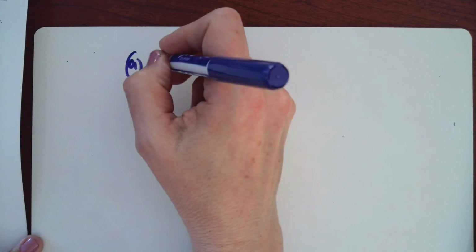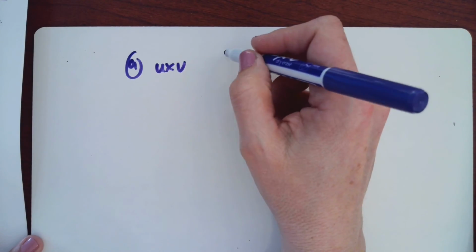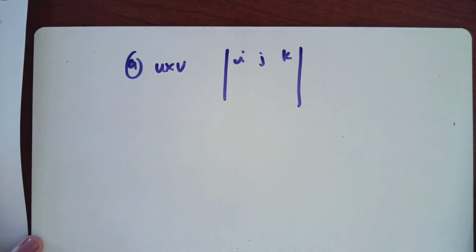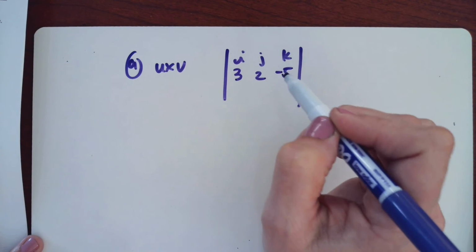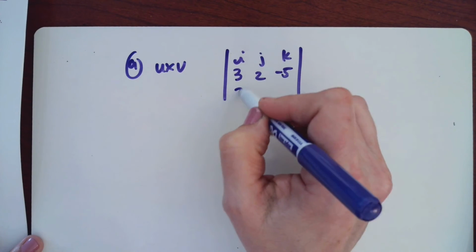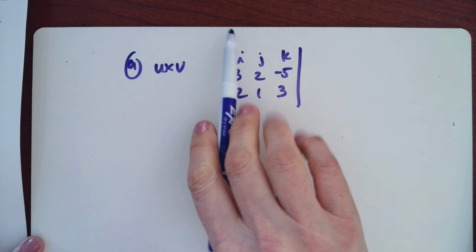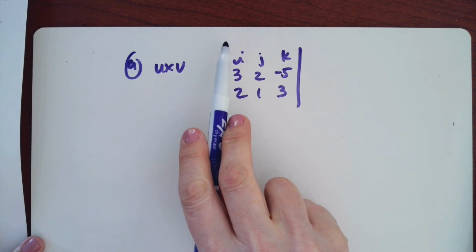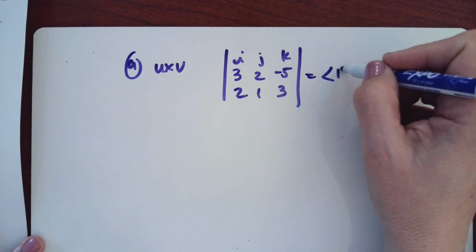All right, so number 9, the first thing says to do u cross v. So the cross product. So I put i, j, k. u is 3, 2, negative 5. That has to come first. v is 2, 1, 3. So to do my cross product, I cross off my i column, and I do the crisscross determinant of these 4 numbers. So 6 minus negative 5 would be 11.